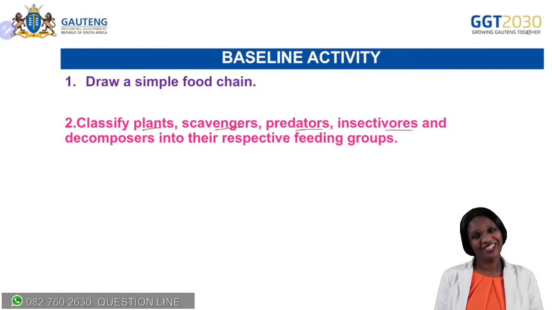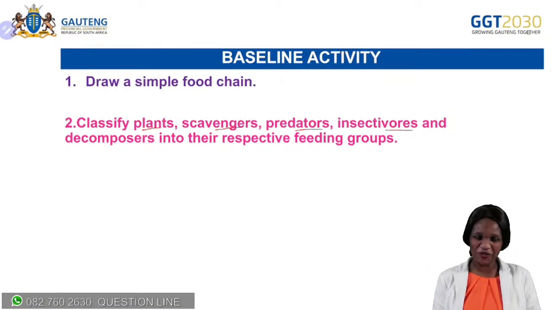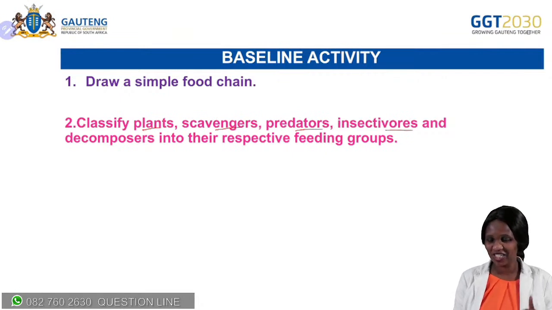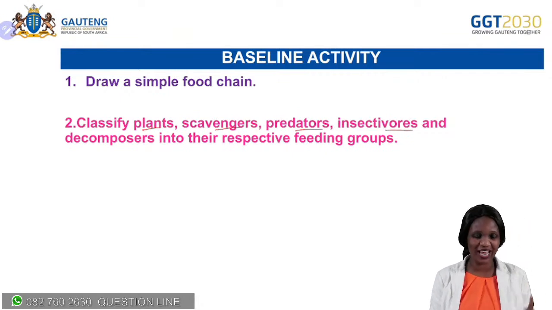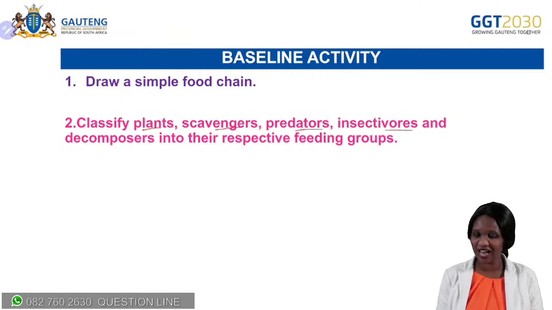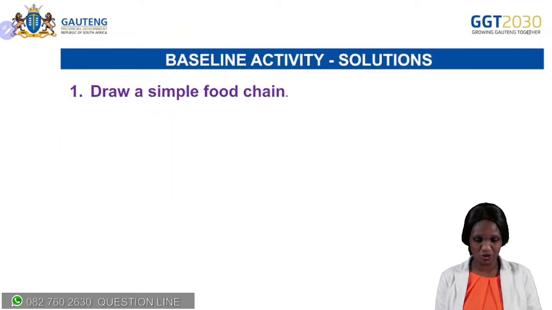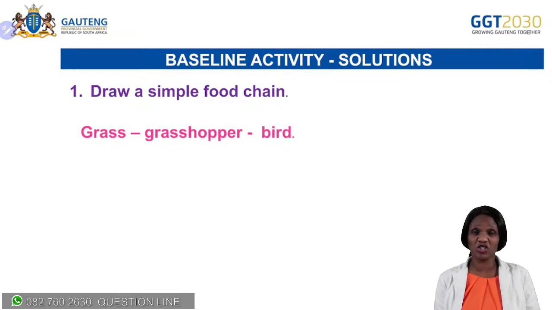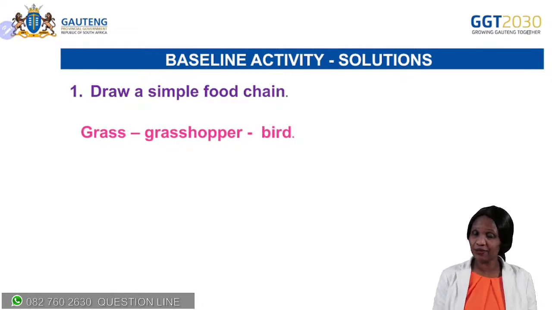Good. Welcome back, grade 8. Hope you are done answering the questions. Question number 1 says, draw a simple food chain. Question number 2, classify plants, scavengers, predators, insectivores, and decomposers into their respective feeding groups. All right, let's check the solution for question number 1. Draw a simple food chain.